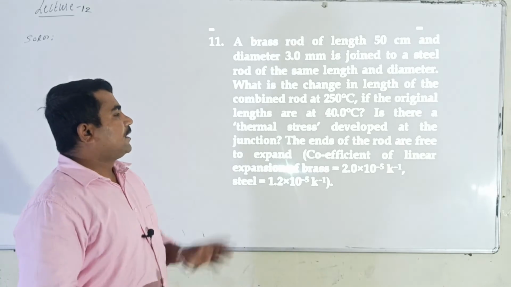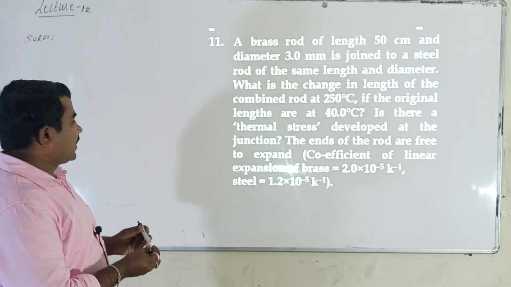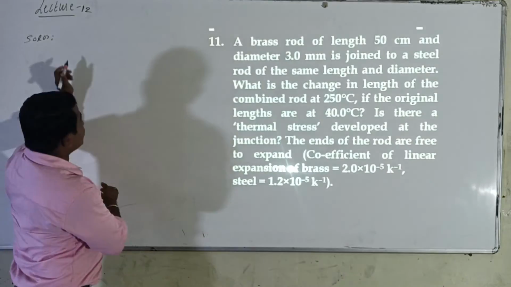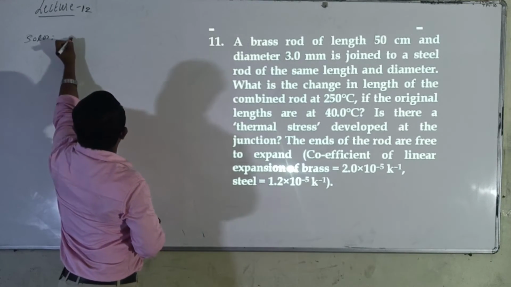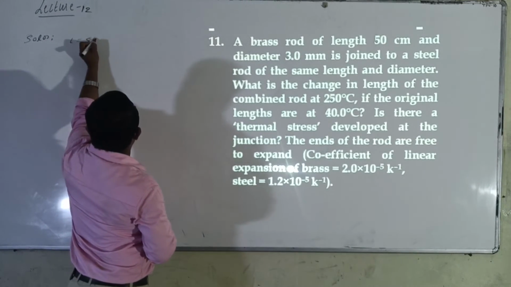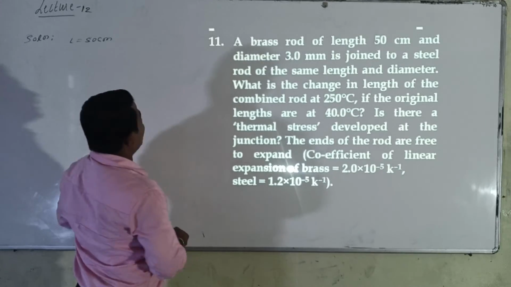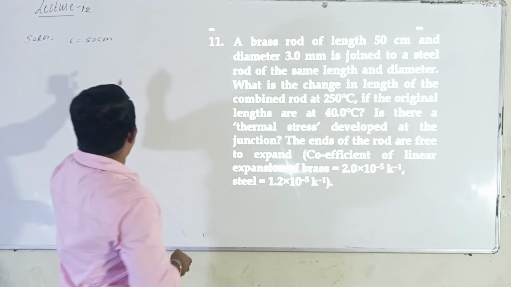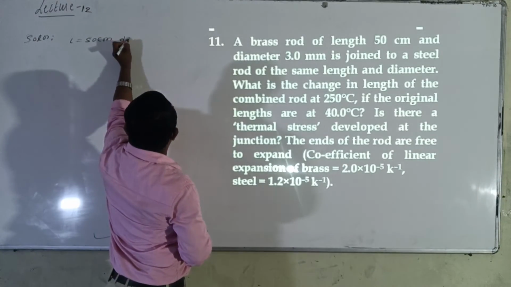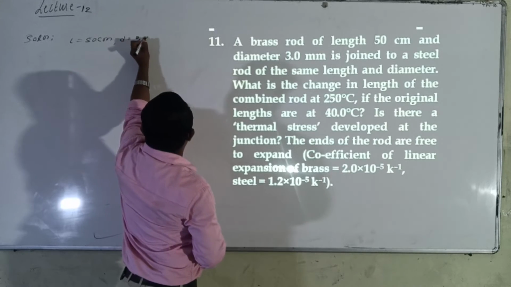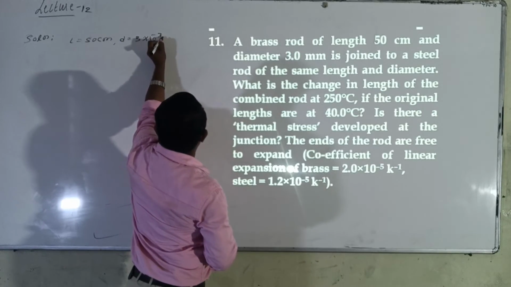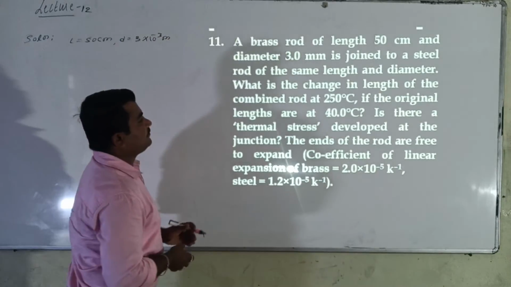Let us go for the solution. What is given? Length is given. How much length? Length is equal to 50 centimeter. And the diameter is given. How much diameter? 3 mm, that is 3 into 10 raised to minus 3 meter.